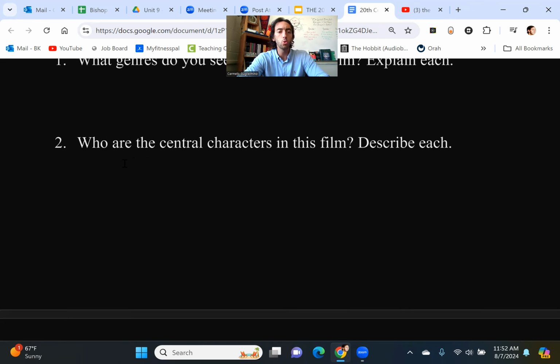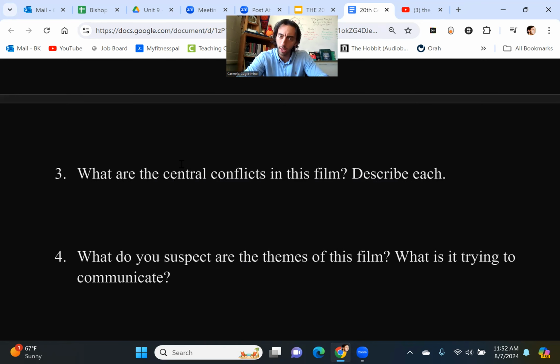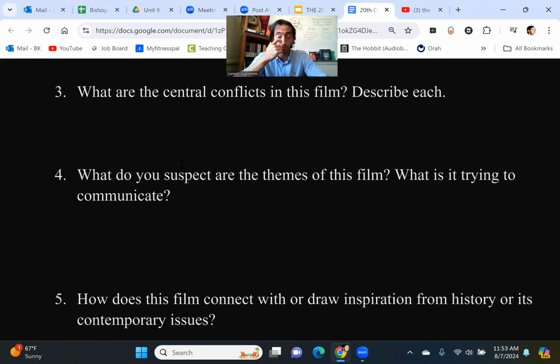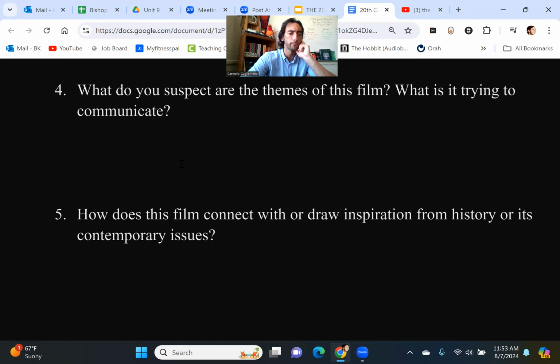Number 2, who are the central characters in this film? Describe each of them. So shoot for 4 central characters at most, and then talk to me about who they are, what they're like, what they symbolize, what they represent. And for number 3, central conflicts in the film. Where do we see the struggles? What struggles are really pushing the story forward? Describe each of those central conflicts. I would shoot for 3 here. Try to find at the very minimum 2, but shoot for 3 at most, 3 major conflicts of this story.